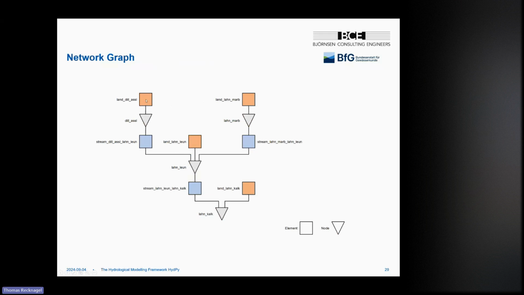So you can see we have 1, 2, 3, 4 land models. We have 1, 2, 3 stream models. These are all elements, and between the elements we have the nodes, because remember, every element needs to be connected to a node, and that's how we build our network.